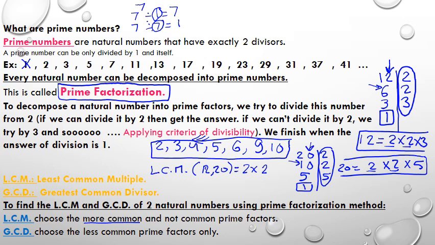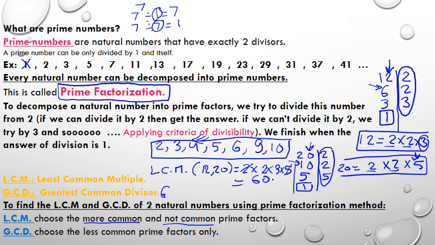Now we look for the not common prime factors. 3 is found in the prime factors of 12, but it's not in the prime factors of 20, so it's a not common prime factor. We take it. 5 is found in the prime factors of 20, but not in 12, so it's not common. We take it. Now 2 times 2 is 4, times 3 is 12, times 5 is 60, so we find the LCM.